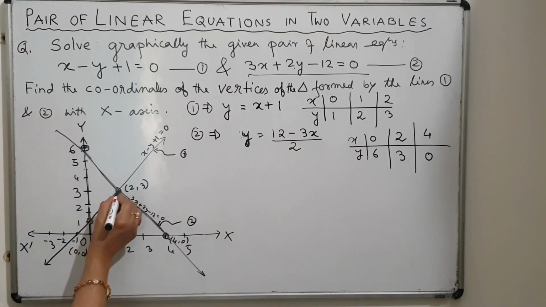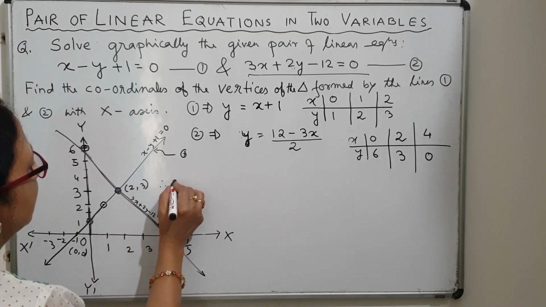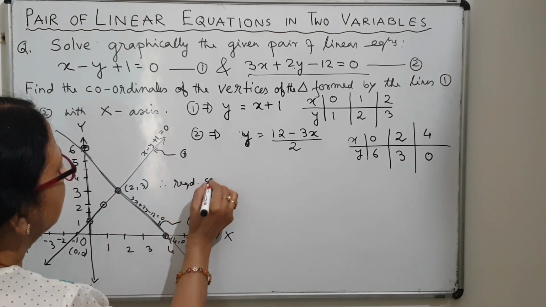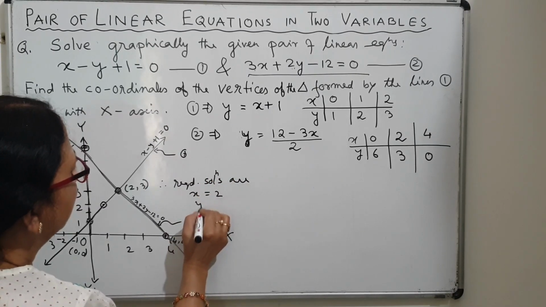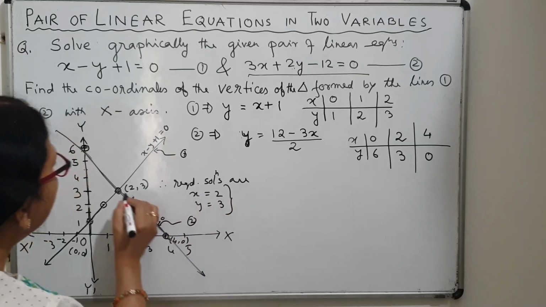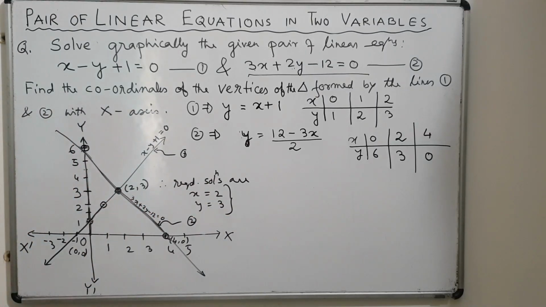So this is the point of intersection. So therefore the required solutions are x is equal to 2 and y is equal to 3. So from the graph I am getting the solution. That is, the point of intersection of the two lines gives us the solution. Okay, the first part is done.